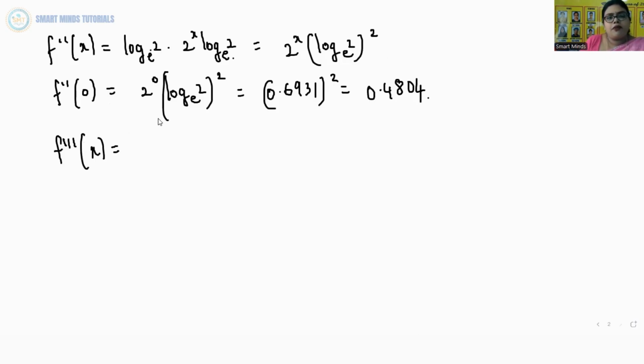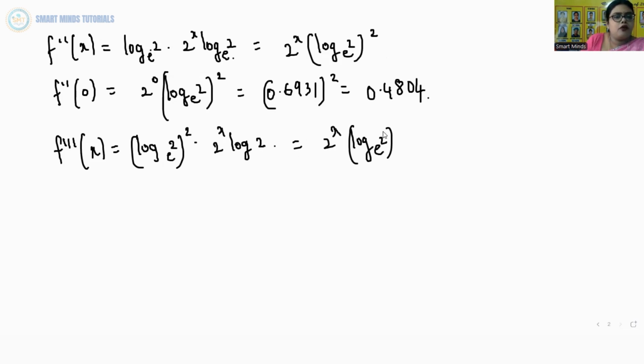Now we will find f triple dash of x. How do we get f triple dash of x? If you differentiate f double dash of x, you get f triple dash of x. So in f double dash of x, you have log 2 to the base e whole square as constant. So we write log 2 to the base e whole square. Then again 2 power x derivative is 2 power x log 2. Okay, so that will become 2 power x into log 2 to the base e whole cube. Here square and here power 1 will become whole cube.